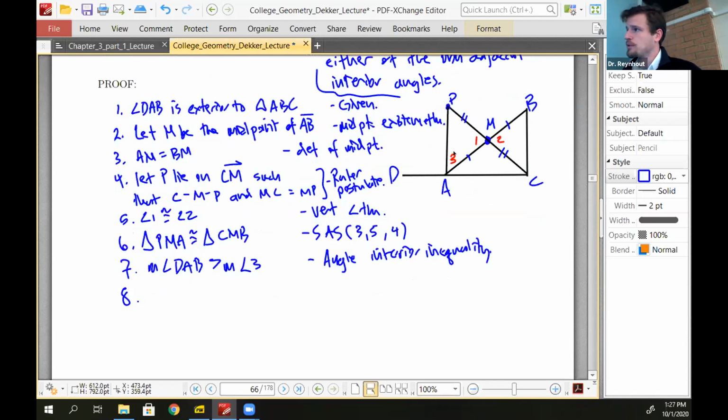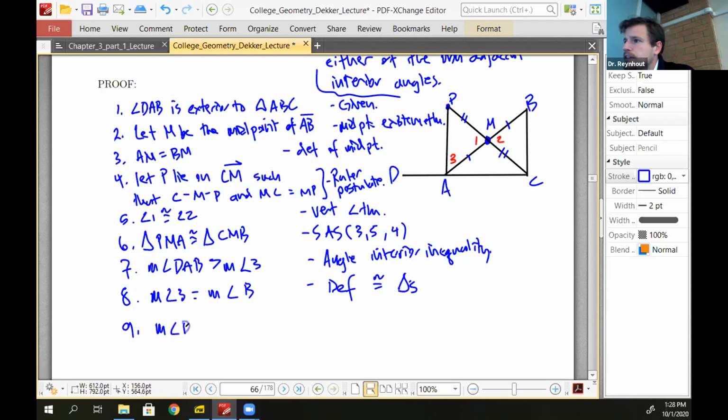Excellent, but we have again the congruence of 3 and B. I accidentally wrote some of these down in the wrong order. That's not a big deal. We haven't said anything wrong yet. Let's just state exactly what I said. The measure of angle 3 is equal to the measure of angle B, and this is by definition of congruent triangles. No problem there. And then number 9, we can use this substitution to say that the measure of angle DAB is larger than the measure of angle B.